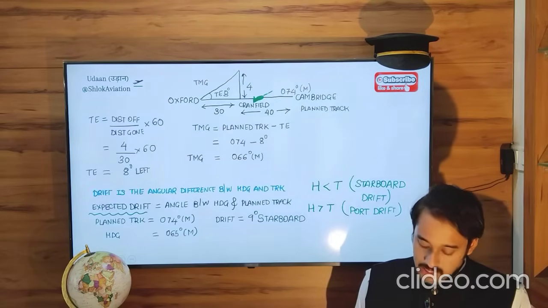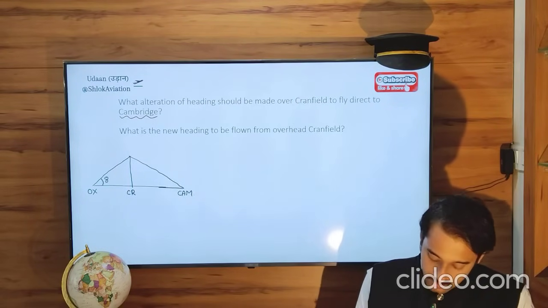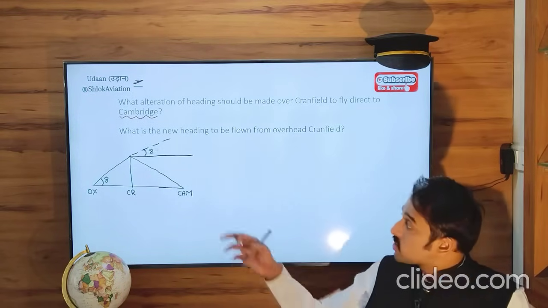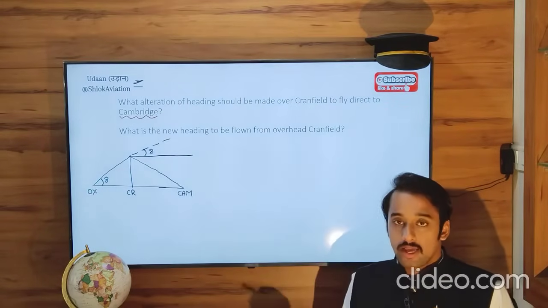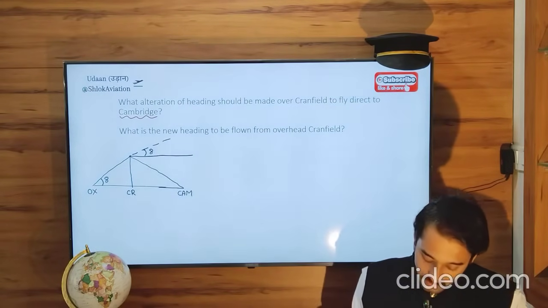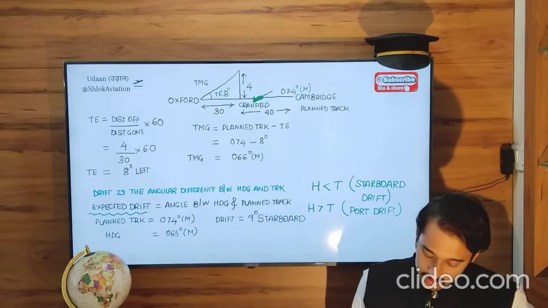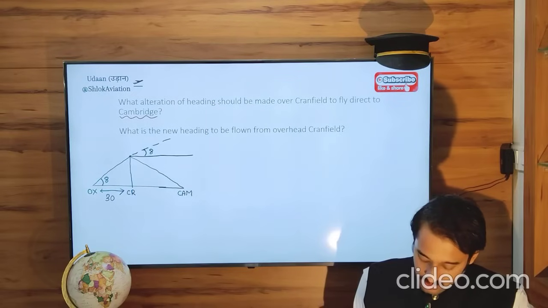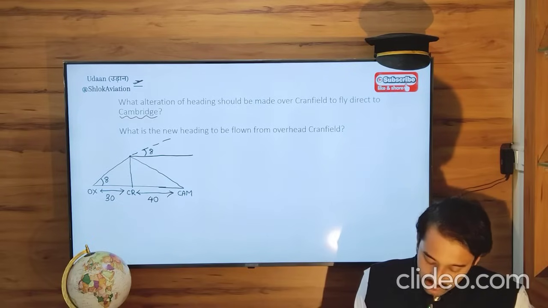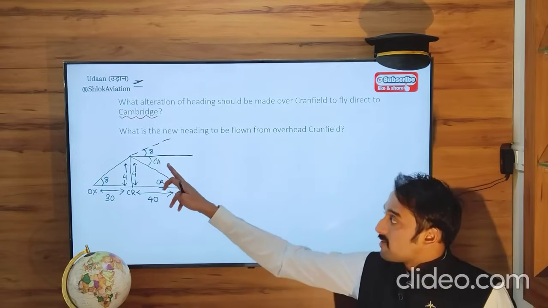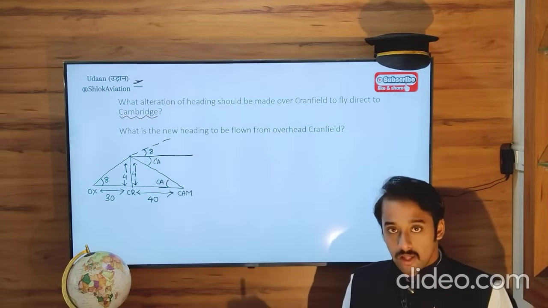So your track error is 8 degree. This will also be 8 degree, which is your corresponding angle. This distance is 30. This distance is 40. And off track distance is 4. And this is your closing angle. This closing angle will be equal to this angle, alternate angles are equal, right?